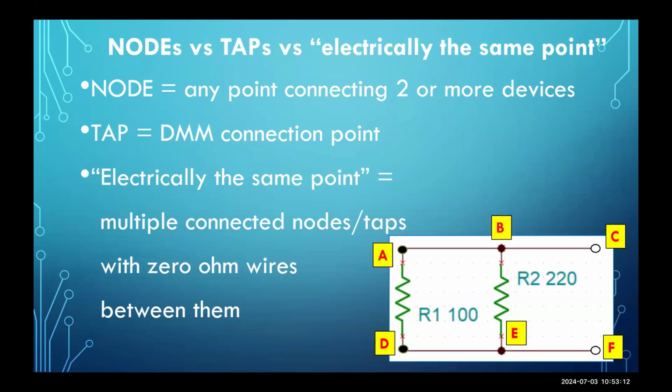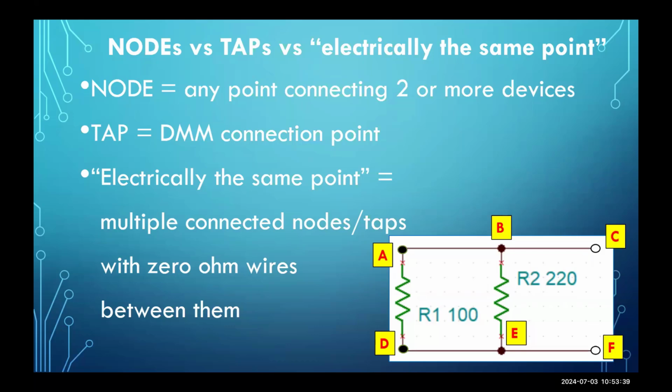Tap. Tap is a digital multimeter connection point. It is the point at which we will analyze the circuit for a variety of considerations. It could be resistance, it could be voltage, it could be current, but they are connecting points for where a DMM can attach for us to evaluate a concept of interest at that tap.